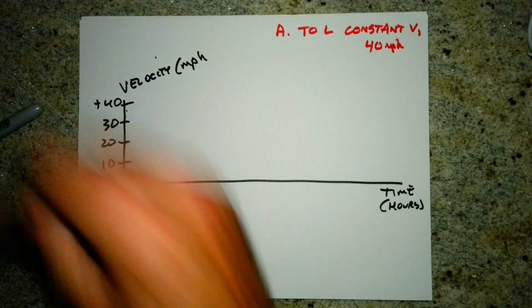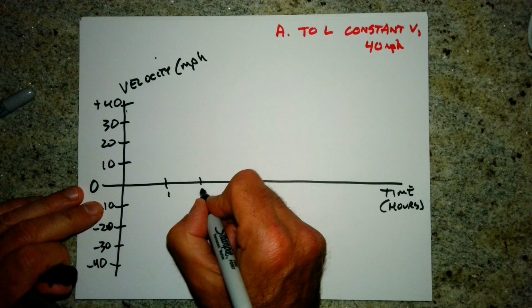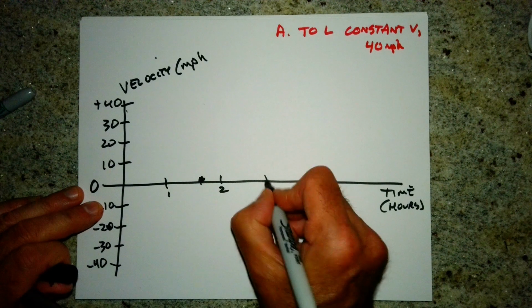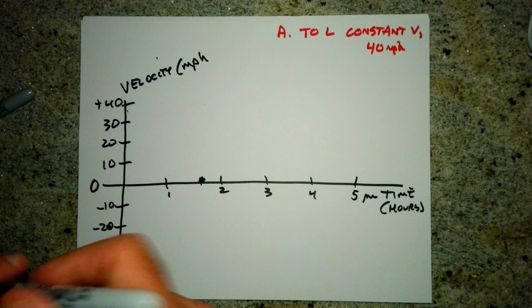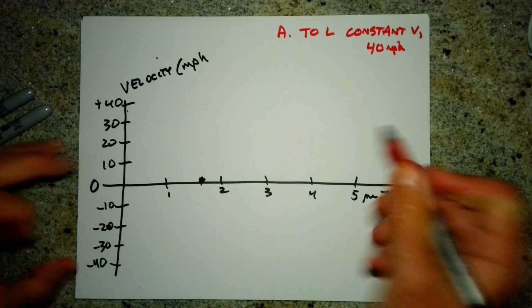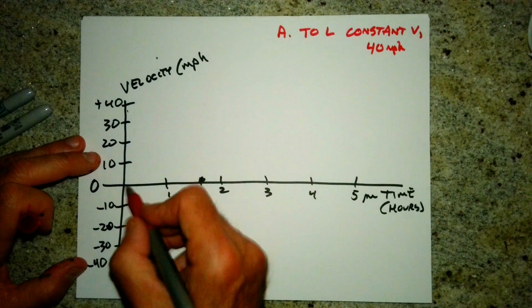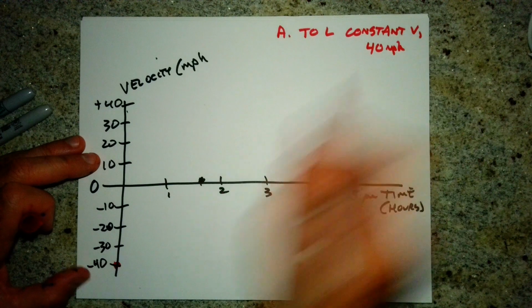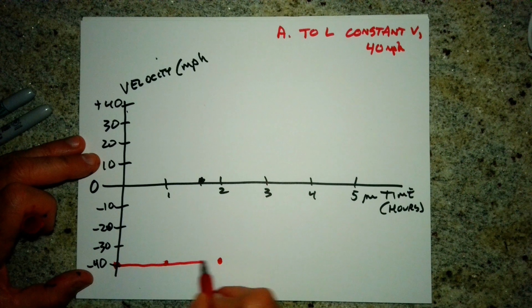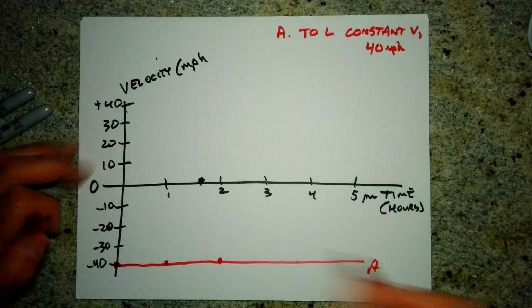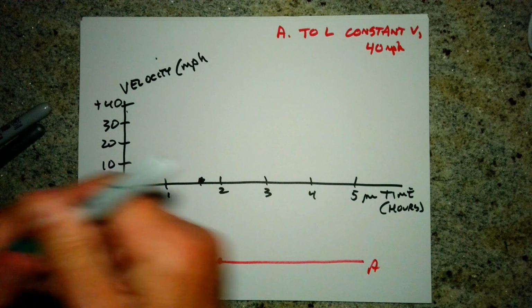Okay, and we'll put little marks for the time: 1, 2, 3, 4, 5 p.m. So this car starts out at a speed of 40 miles per hour to the left. So it's in the negative numbers, 40, and it says the speed stays constant. So an hour later, it's still 40. Hour after that, so that's it. That's car A.